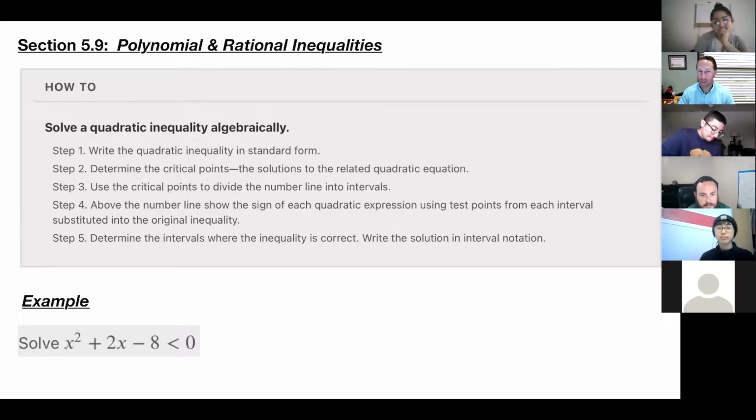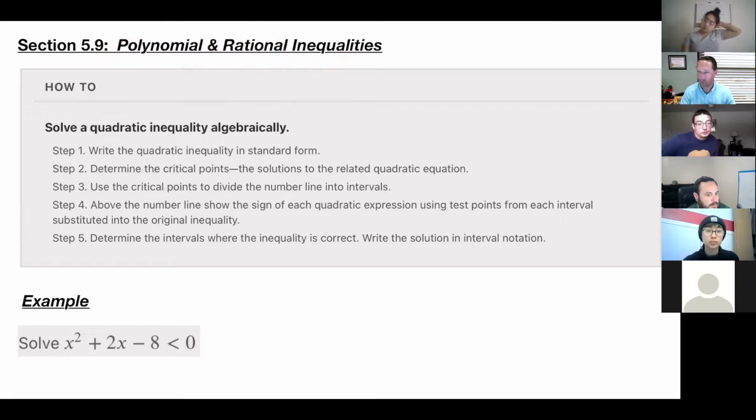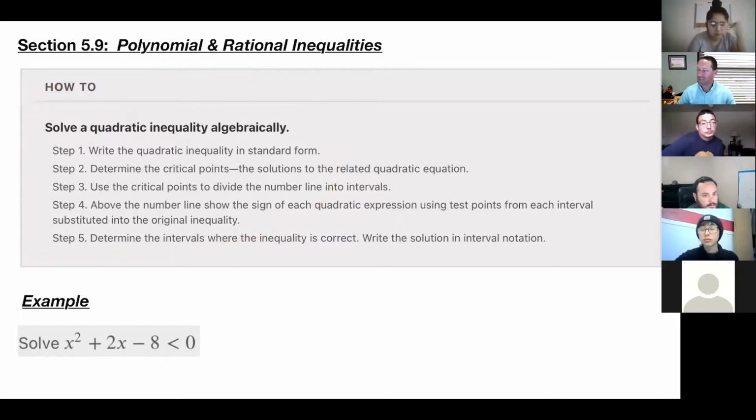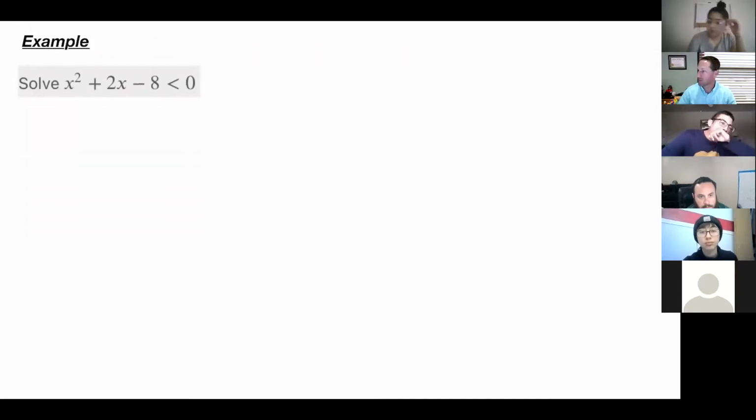Polynomial and rational inequalities are just that. We're going to be dealing with polynomials and fractions, but now instead of them always being equal, they're going to be not equal, inequalities. So we're going to solve them the same way that we always do. And look, guys, here's the notes. There's not much to these that are new. It just adds a couple of extra steps at the end. Okay, so I'm going to just do a few examples, and that's it for this.